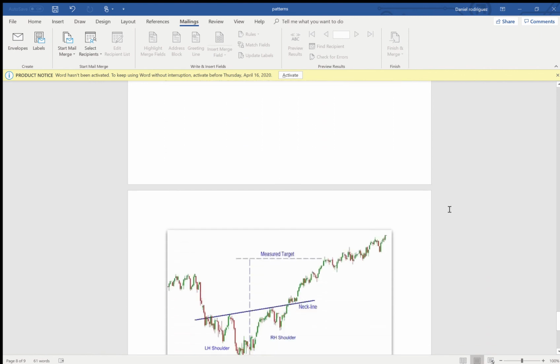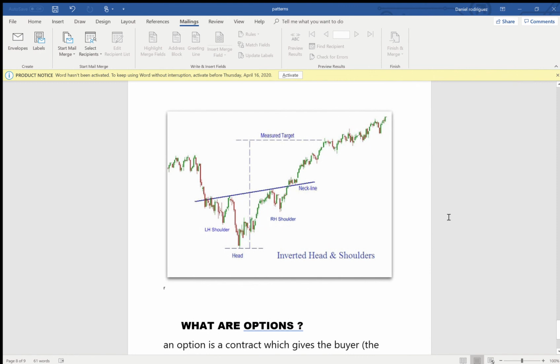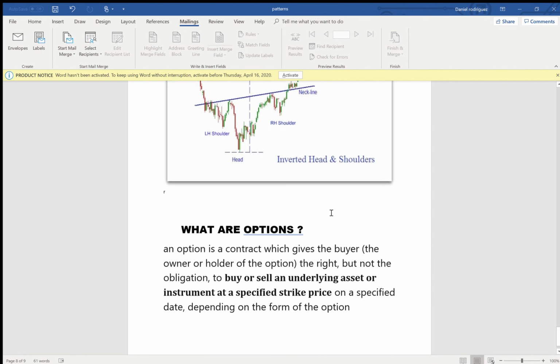The inverted head and shoulders is basically the same but reversed. So you can see right here, the shoulder, head, and the right shoulder for a breakout, neckline right here. It's perfect, beautiful.